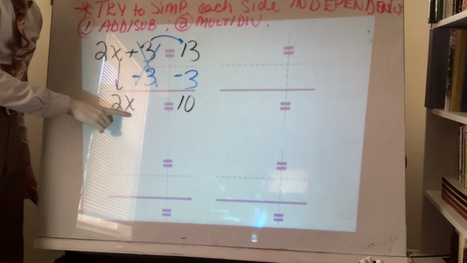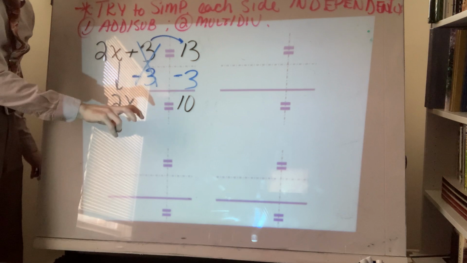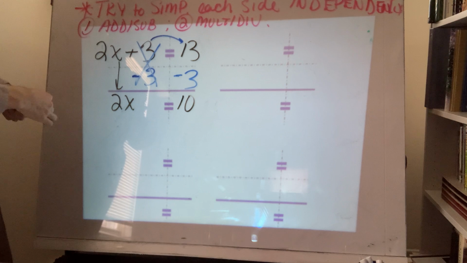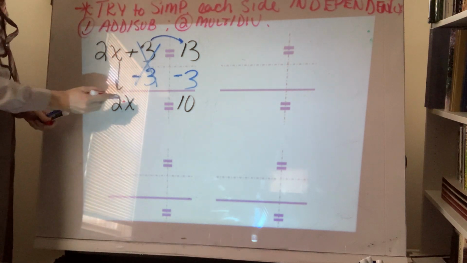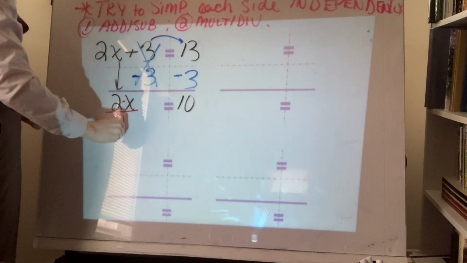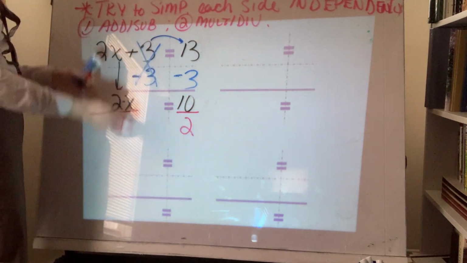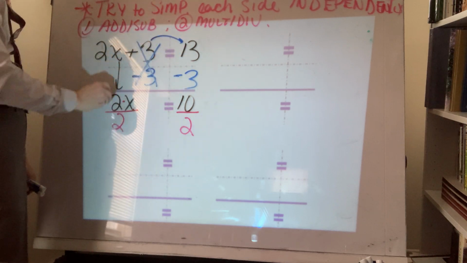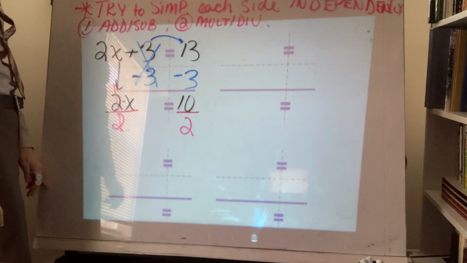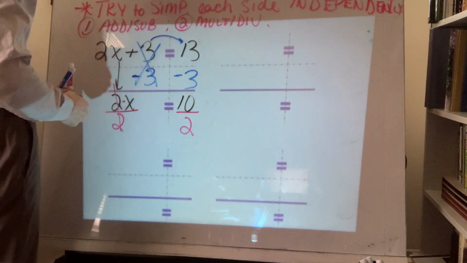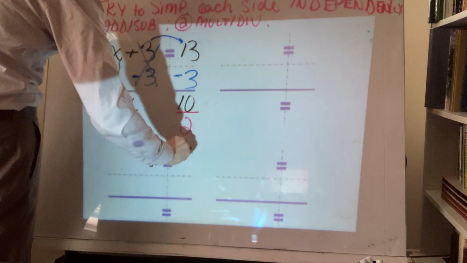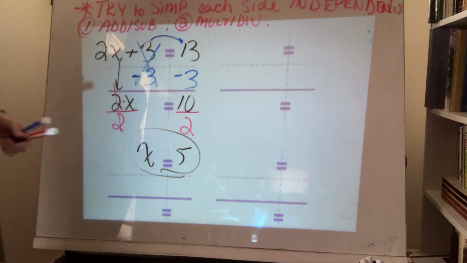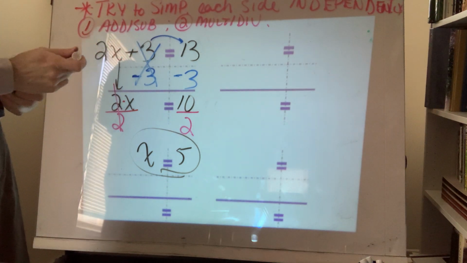I still don't have the letter x isolated, so it's not solved. So what I have to do now is the multiplication and potentially division portion here. What is the opposite of multiplying by 2? Dividing by 2. Whatever I did on the left, I have to do on the right. This is the balancing act that is algebra. This cancels down to 1. It simplifies, whatever you prefer to say. And the outcome is this, coincidentally: x is equal to 5.